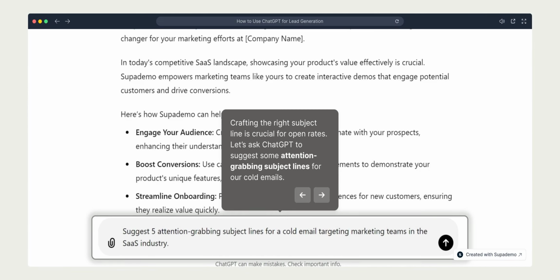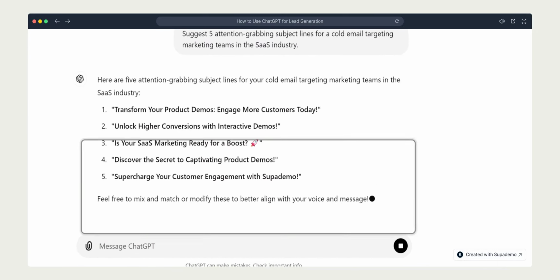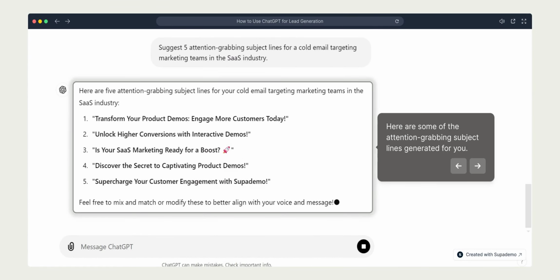Crafting the right subject line is crucial for open rates. Let's ask ChatGPT to suggest some attention-grabbing subject lines for our cold emails. Here are some of the attention-grabbing subject lines generated for you.